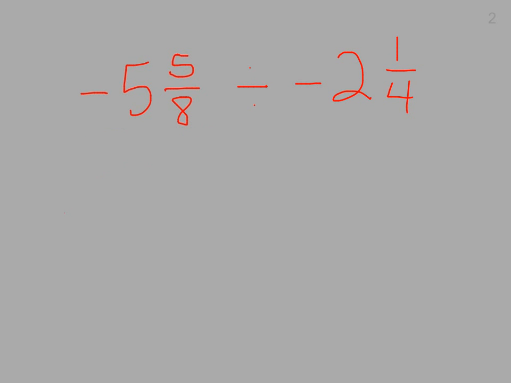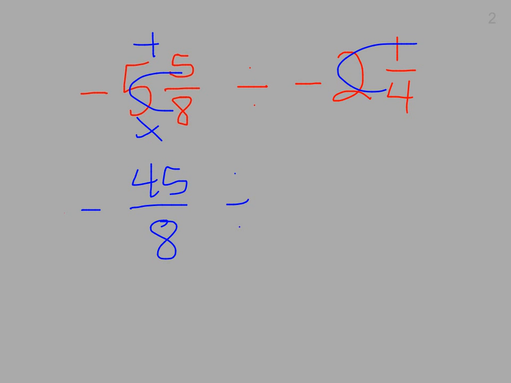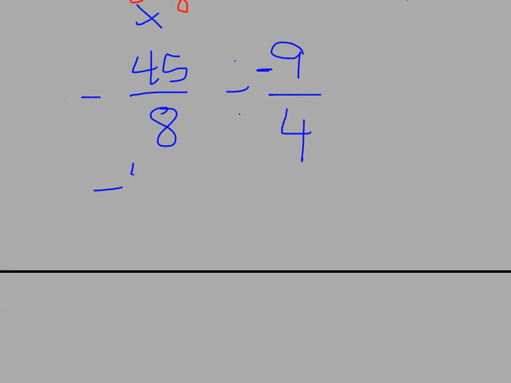Our next step is to do the U-turn. So that would be like that. 8 times 5 is 40, plus 5 is 45. So I'm going to put 45 over 8. And then 4 times 2 is 8, plus 1 is 9. So I'm going to write 9 over 4. And now I need to change division to multiplication and flip the second fraction and make that 4 over 9.